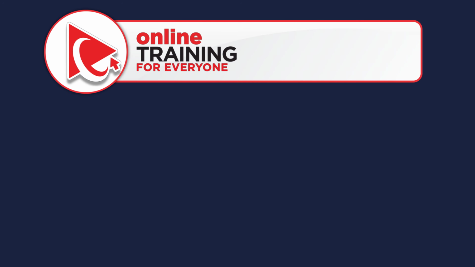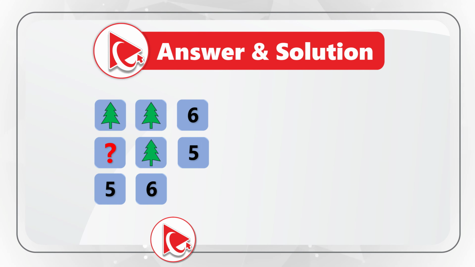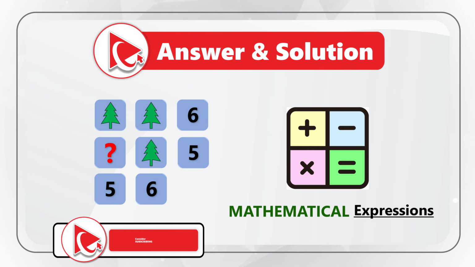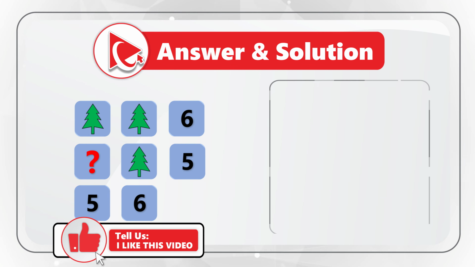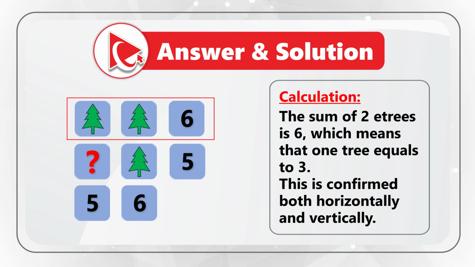Take a close look to see if you can come up with the logic and the answer. On my end, I am moving forward to share with you my version of the solution. And obviously, if you have a better way to solve it, please make sure to post in comments. As you might have guessed, what we see on the picture are mathematical expressions. For example, the sum of 2 evergreen trees is 6, which is represented by the top row. The same is true for the middle column.